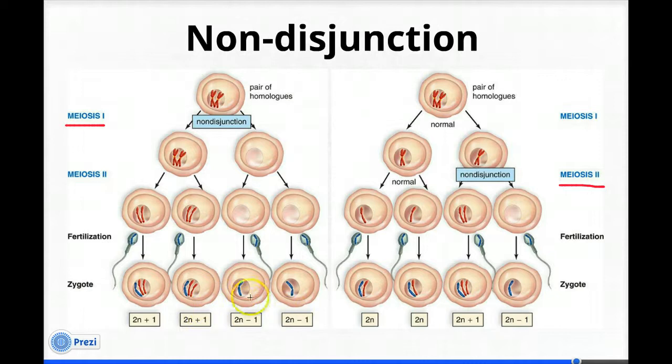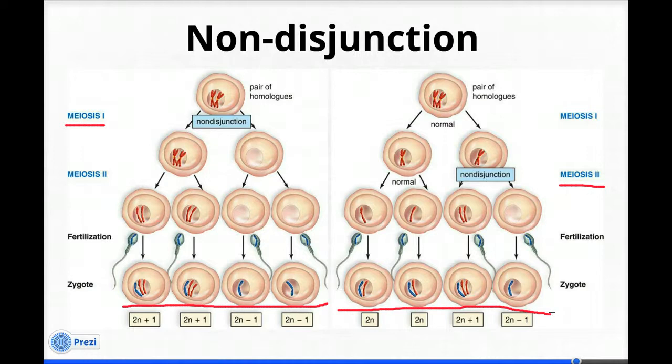So in this case, we should have one red and one blue in each of these daughter cells. However, because of a nondisjunction event up here in meiosis 1, we end up having no red chromosomes in these two cells. Nondisjunction could also happen in meiosis 2. In this case, you see again that we have some abnormalities in chromosome number within each of the daughter cells.